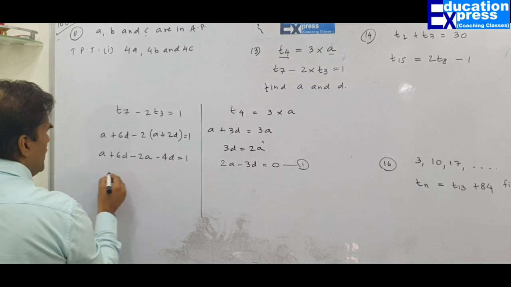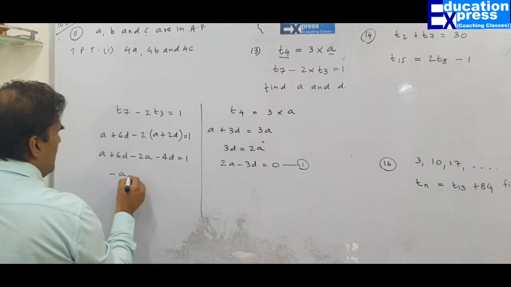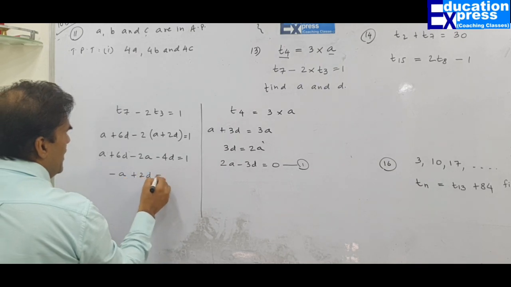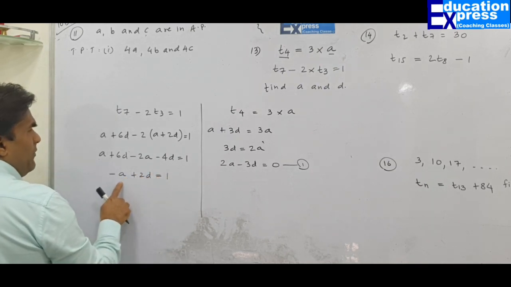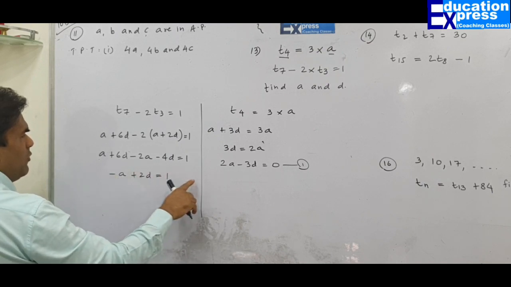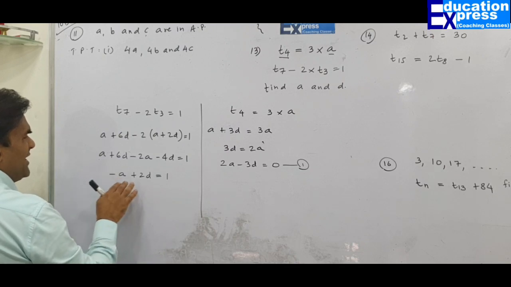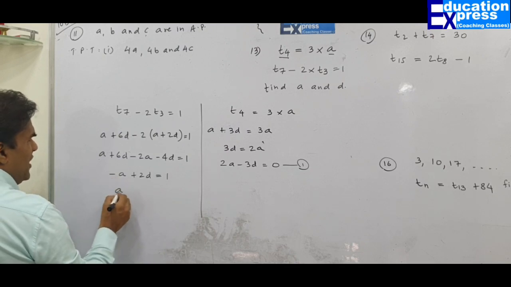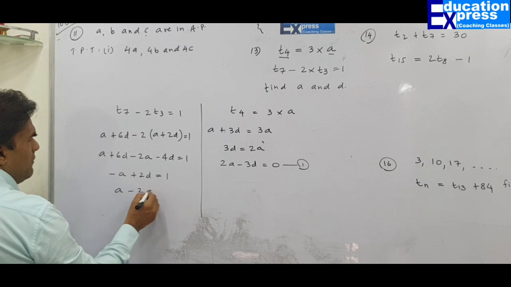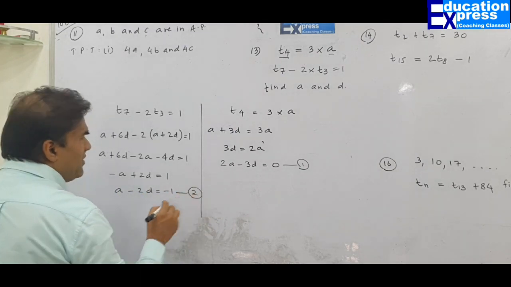a minus 2a is minus a. 6d minus 4d is plus 2d, equals 1. Just to keep this positive, I am multiplying by minus 1 on both sides, so I am changing the signs. Minus a becomes a, plus becomes minus, plus becomes minus. This is my second equation.